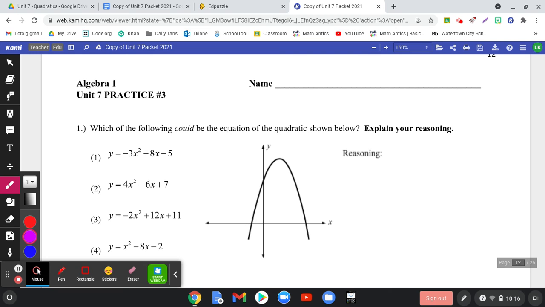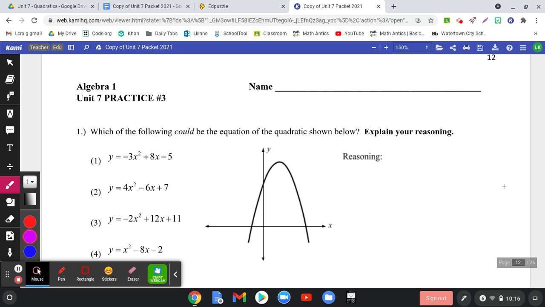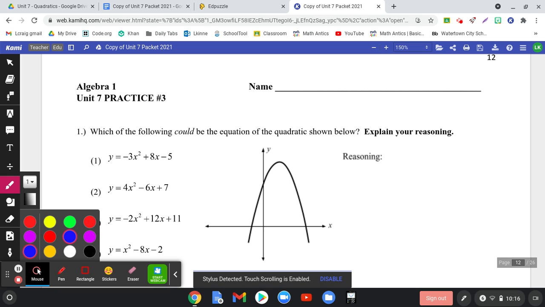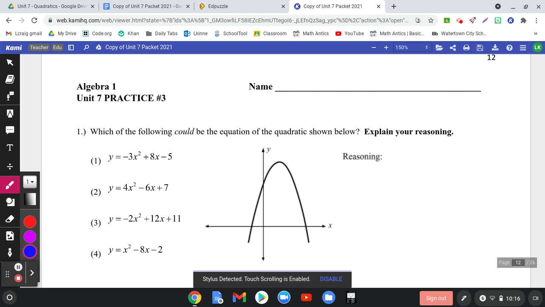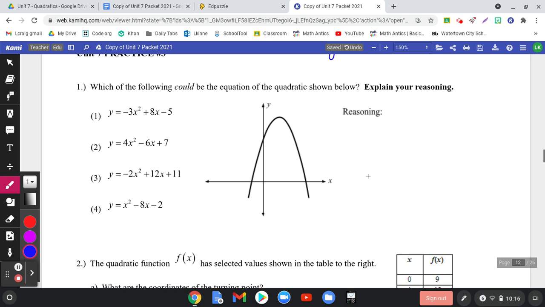Hi everybody, today I just wanted to go through the key for the Unit 7 practice number 3. Sometimes just looking at a key is not very helpful, so I want to make sure that you understand what's going on here. So let's take a look. It's important that you try some of these on your own, but if you are stuck, we'll work on it together. So first of all, it wants us to figure out which of these could represent the graph that's here.